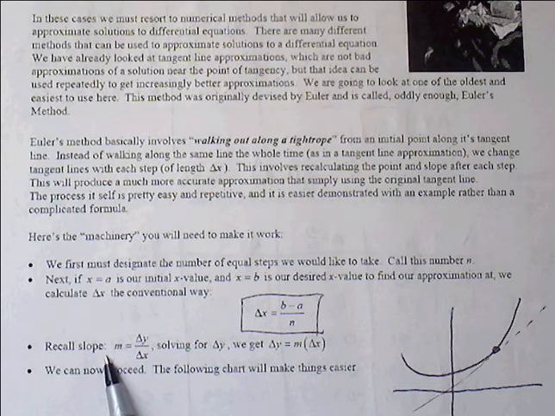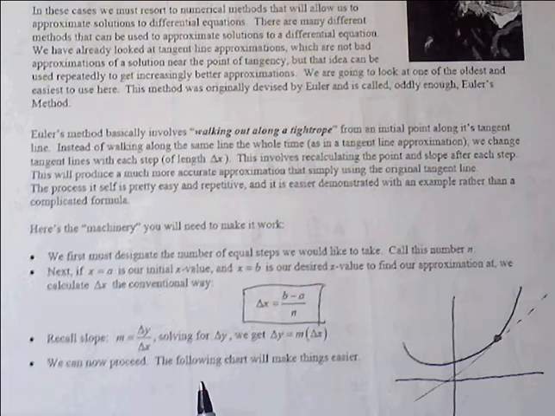Recall that the slope is just delta y over delta x, and solving for delta y is simply rearranging this equation, moving delta x to the other side, making delta y equals m times delta x.